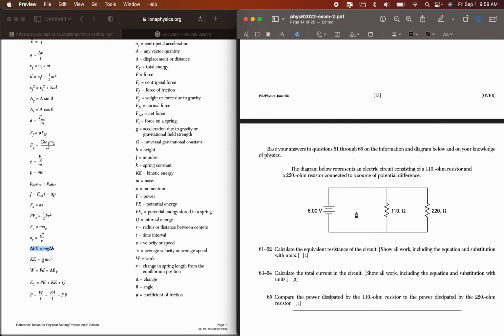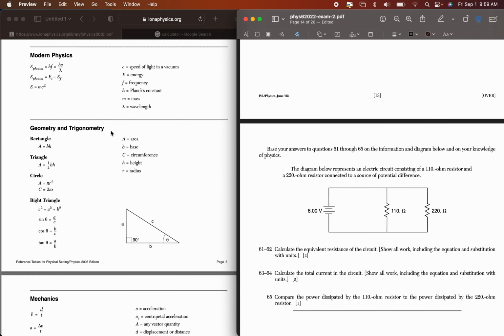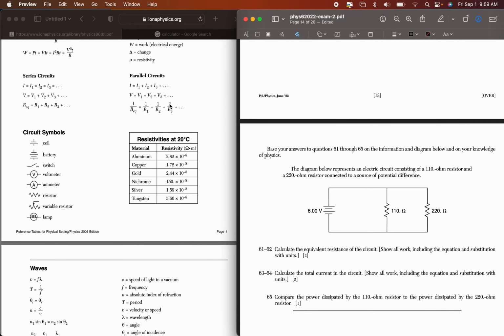The diagram below represents an electric circuit consisting of a 110 ohm resistor and 220 ohm resistor connected to a source of potential difference, which in this case is 6 volts. So calculate the equivalent resistance of the circuit. So we have a parallel circuit here. We need the equivalent resistance of a parallel circuit.